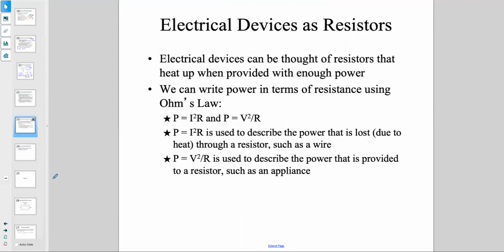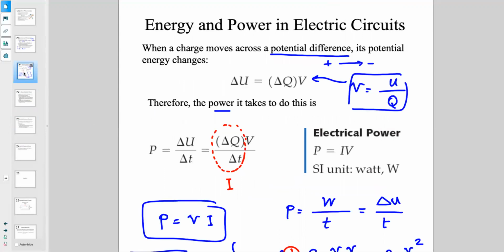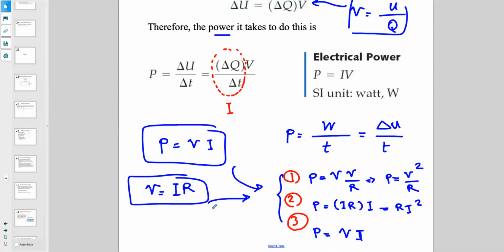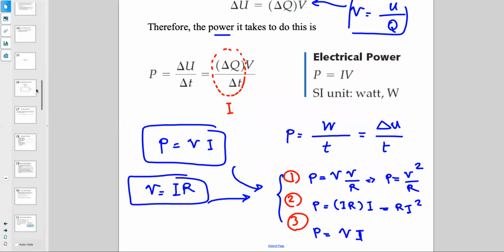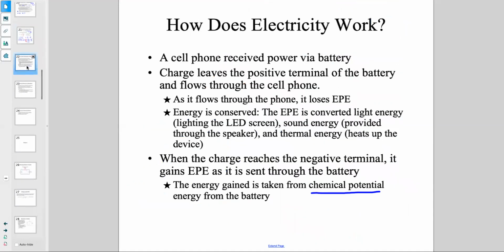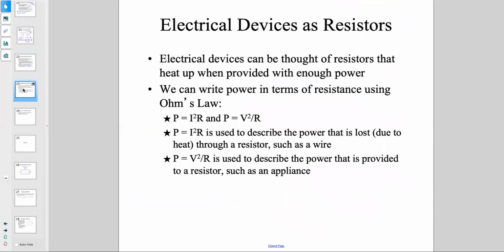So electric devices can be thought of as resistors that heat up when provided with enough power. We can write power in terms of resistance using Ohm's law. If you remember, I wrote it in three different ways, which you can see on your screen. So P equals V squared over R, P equals R I squared. And these two have different usage.